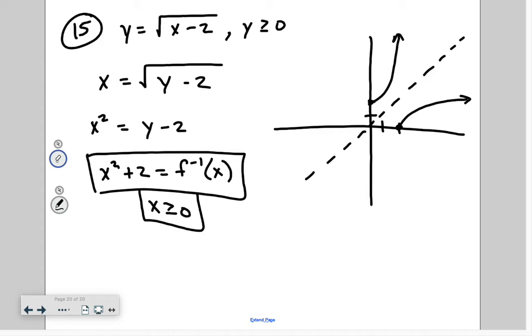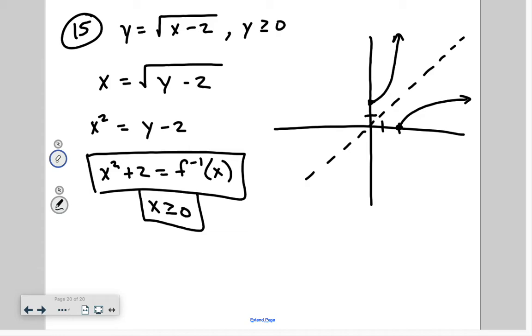By doing that, this is the part where I told you we were going to add in today. By having a restricted domain, it made this a one-to-one function. That inverse would not have passed the horizontal line test, so it created a one-to-one function by limiting the domain. Okay, that's why we're doing it. You'll see a couple more examples in there.